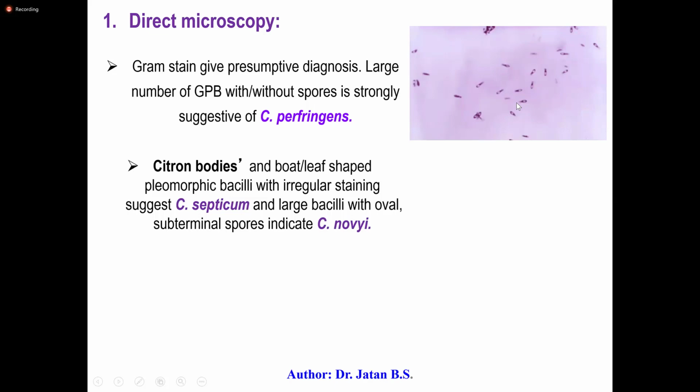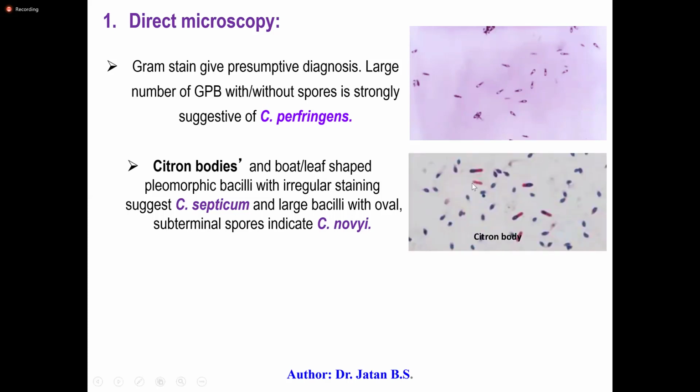In case of Clostridium septicum and Clostridium novyi, you may find subterminal spore, and the bacteria looks boat-shaped, just like a boat. It has a boat shape or leaf shape, and it is pleomorphic. It may be of different shapes and sizes. This kind of boat-shaped or leaf-shaped bacilli is called a citron body. You can see plenty of citron bodies in this. The bacteria is taking a typical boat or leaf shape. This is called the citron body. It's also gram positive.